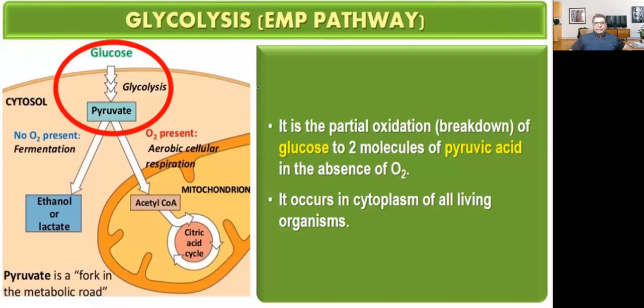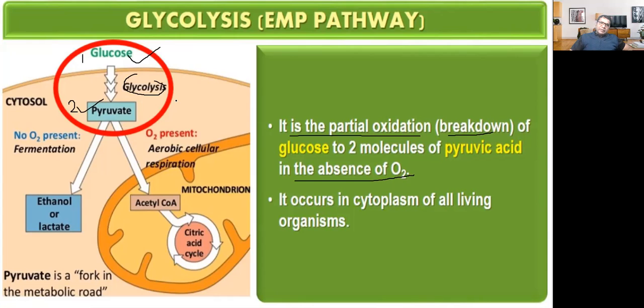So what is glycolysis? It is the partial oxidation, meaning breakdown, of glucose to two molecules of pyruvic acid in the absence of oxygen. Under many steps, glucose is converted into two molecules of pyruvate or pyruvic acid. This is called glycolysis. So from one molecule of glucose, two molecules of pyruvic acid are produced during glycolysis.